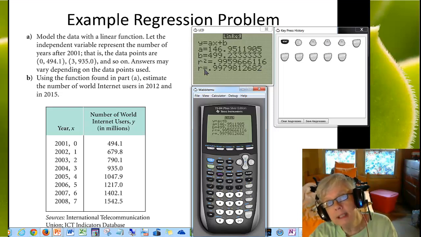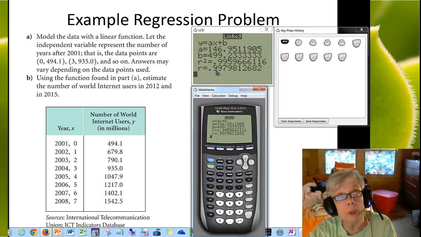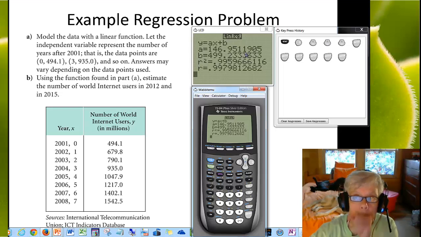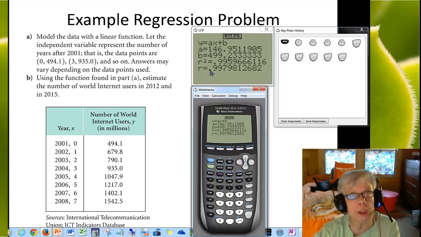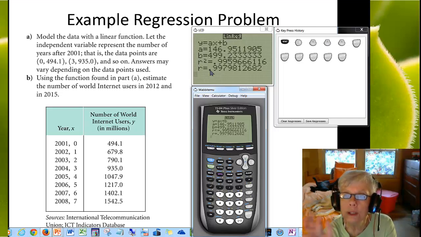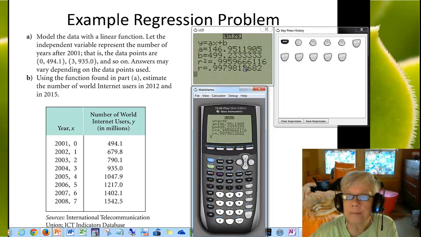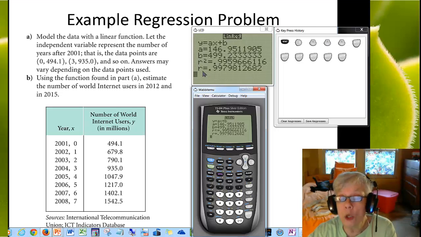If the number is very close to 1, and this one is, or if the number is very close to negative 1, that means your equation could be a good predictor. On the other hand, if this number is close to 0, if it's a real small positive decimal or a real small negative decimal, your line is going to be a pretty lousy predictor. Okay? So here we have a great predictor.